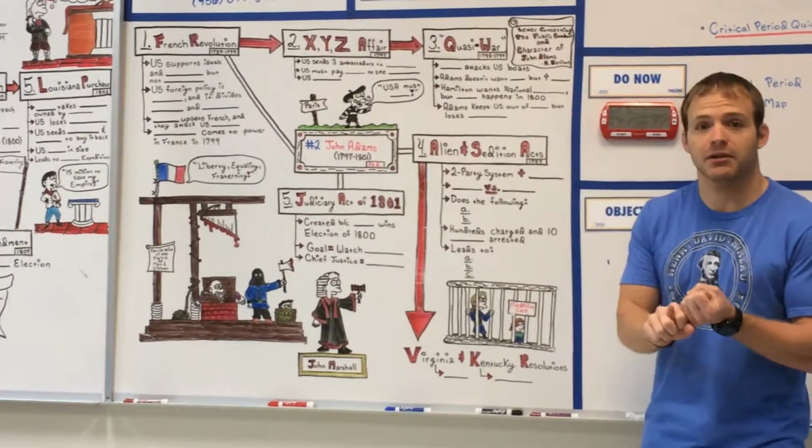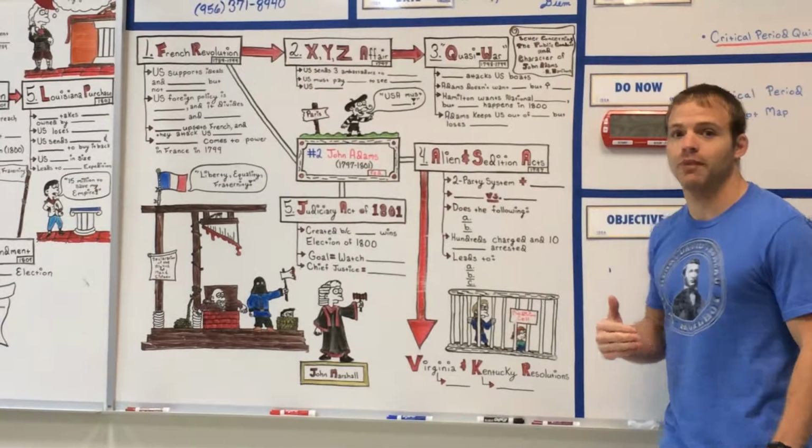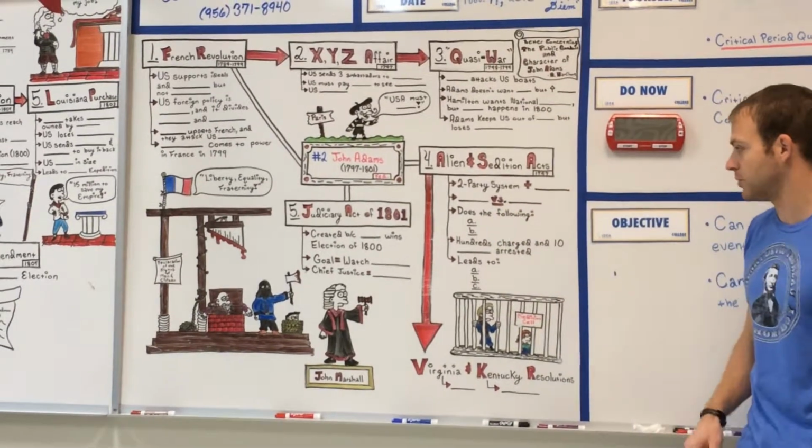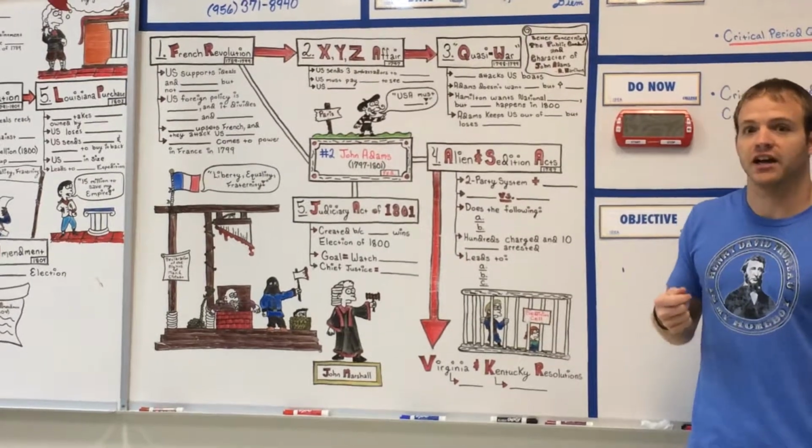part. It increases the time to become a U.S. citizen from 5 years to 14 years. The sedition part is you can't talk bad about your government. So that's what goes in those blurbs there. Democratic Republicans are going to be charged. 10 of them are actually going to serve time in jail.